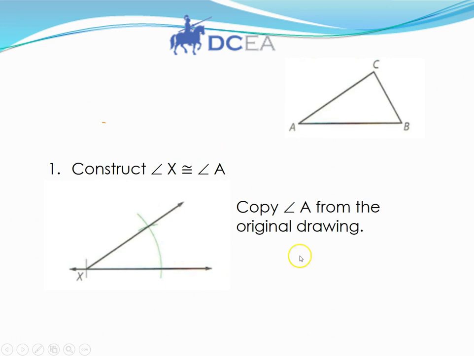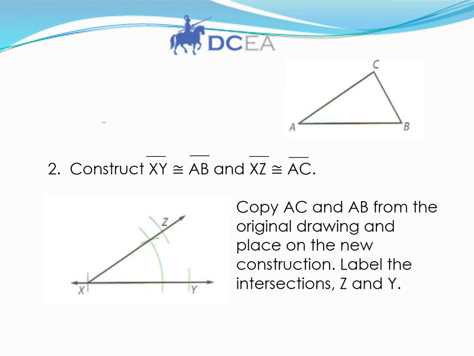This construction that we're going to begin, if you need to review copying angles, go to section 1.8 and review that procedure. You will be responsible for being able to construct congruent triangles from this point on. You begin by copying angle A from your original drawing. Then you copy the side AC and the side AB from the original drawing, and place them on your new construction. You label the intersections as you're asked to label them.